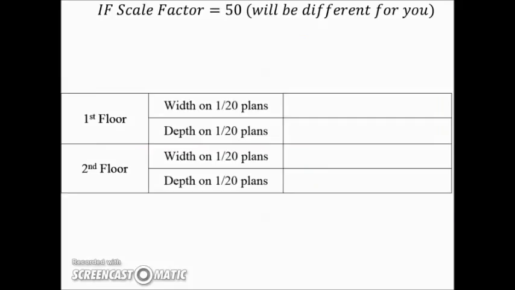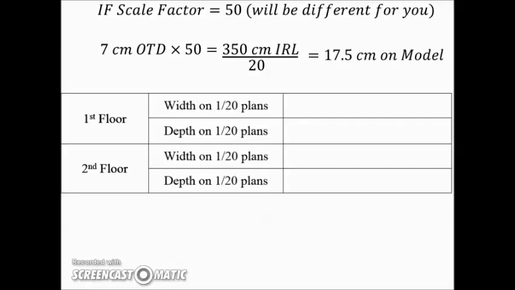For example, if I have the scale factor of 50 and I measure something that's 7 centimeters on the paper plans, I multiply by 50 to get real-life plans and find out that the actual size of the house is 350 centimeters in real life. But to get to the scale model, I divide that by 20 and find that 17.5 centimeters is the width on a scale model. So I put that here as a 17.5 centimeter width. You'll complete the same calculation for each of the widths and depths of the first and second floor.